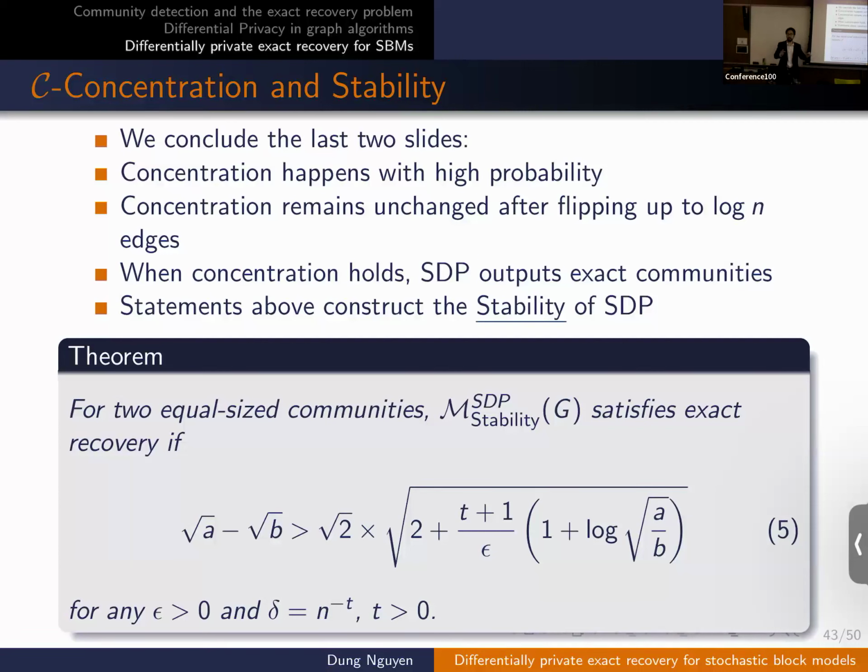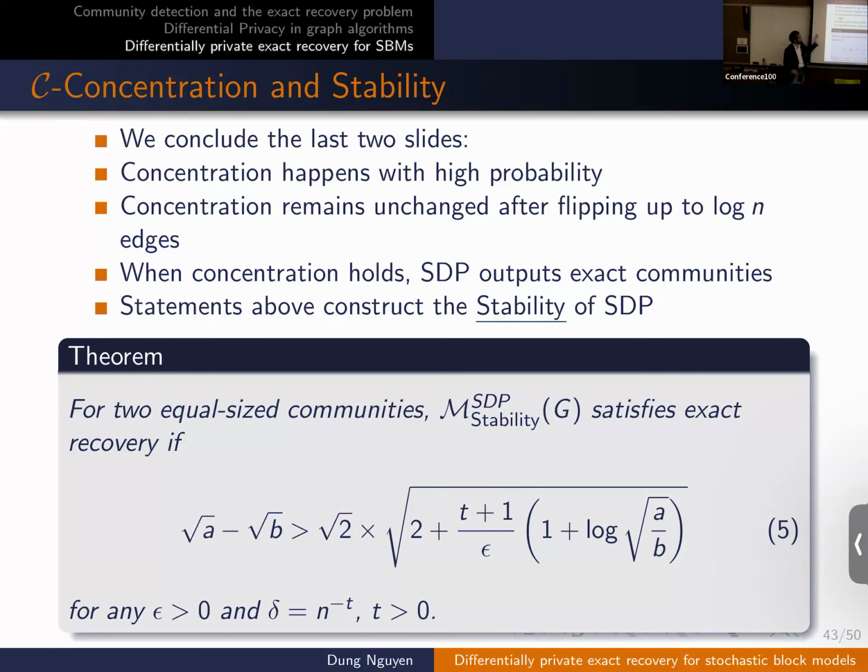All of them have the same certificate, which means all of them output the Gaussian as the optimal solution of the SDP, which means that you can add or remove up to log n edges to the graph, and the output of the SDP is still the same. So I can say that the graph G will be log n stable because I add up to log n edges and the output is still the optimal solution. The optimal solution is still the Gaussian vector.